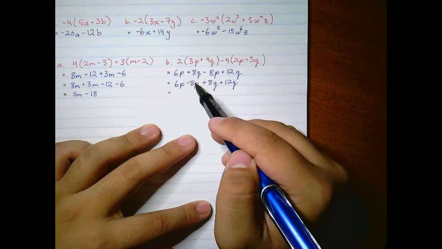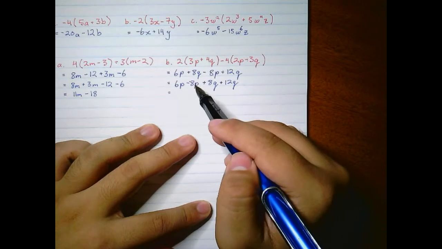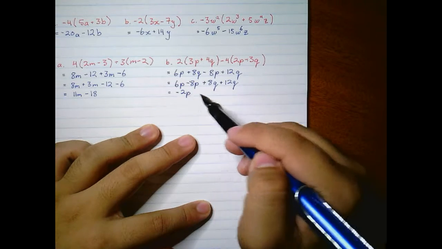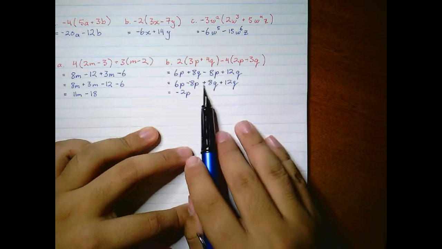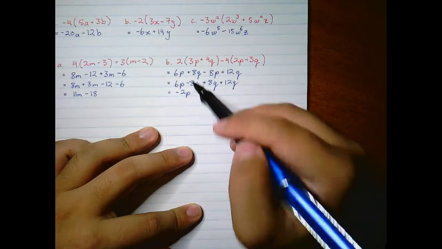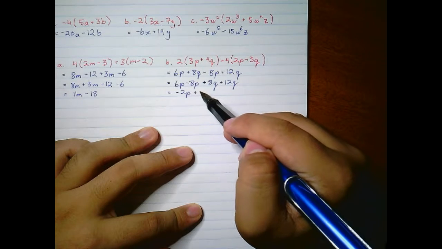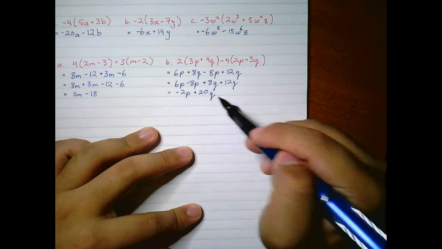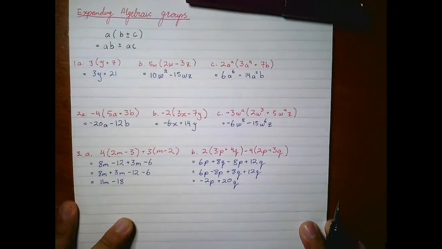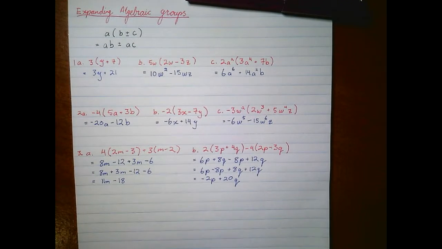6p minus 8p, well, that's negative 2p. Positive 8 plus 12, well, that's 20q. Well, that's the end of expanding algebraic groups.